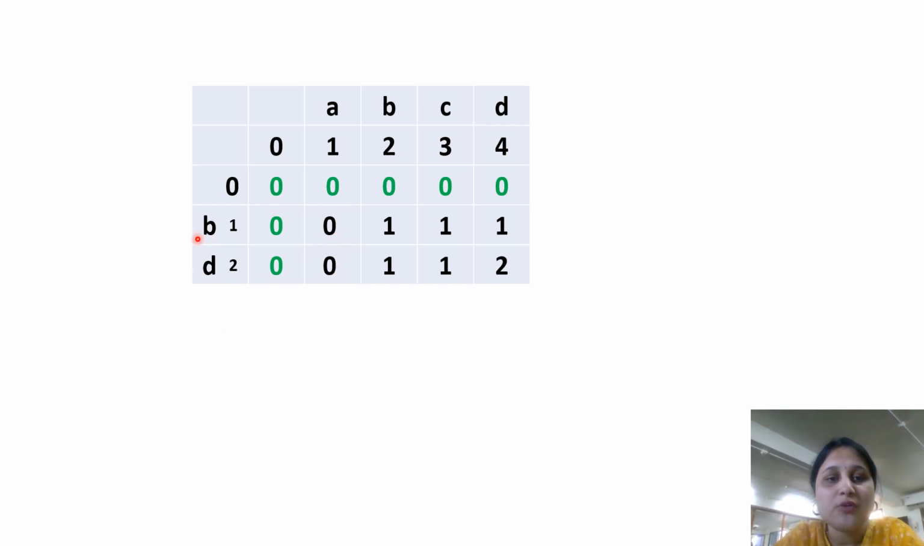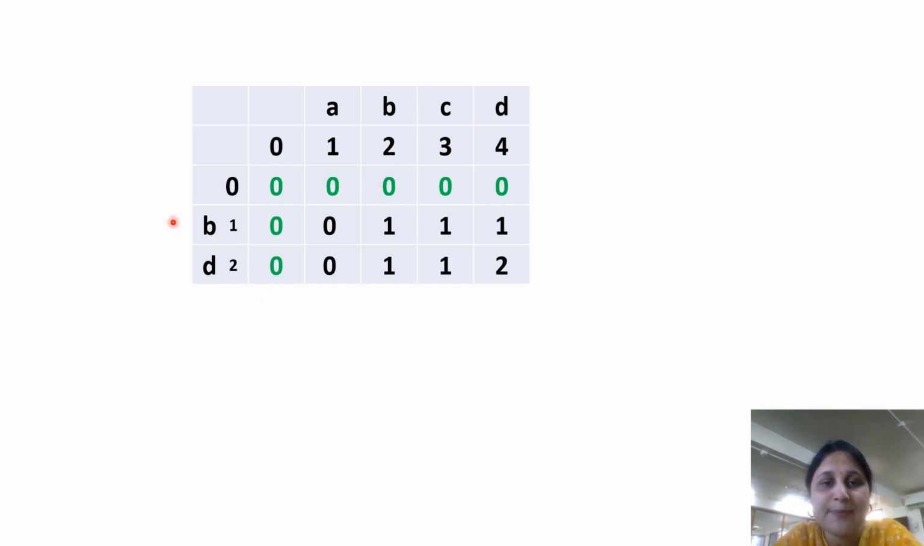Okay, let's move on. Now this B is matching with B here. So B and B both are matching. The rule is, when B and B are matching with each other, we take the diagonal element plus 1. For this cell, the diagonal element is 0. So 0 plus 1 is 1. So yes, here we have added 1.